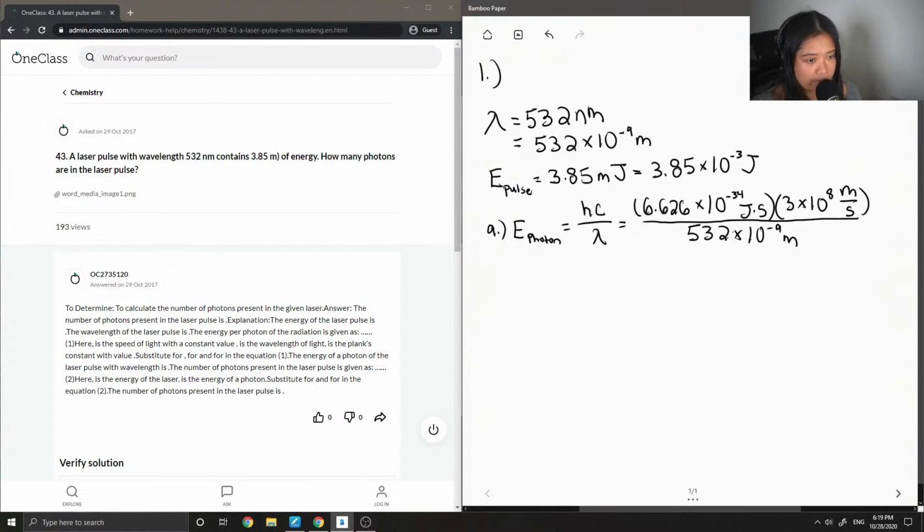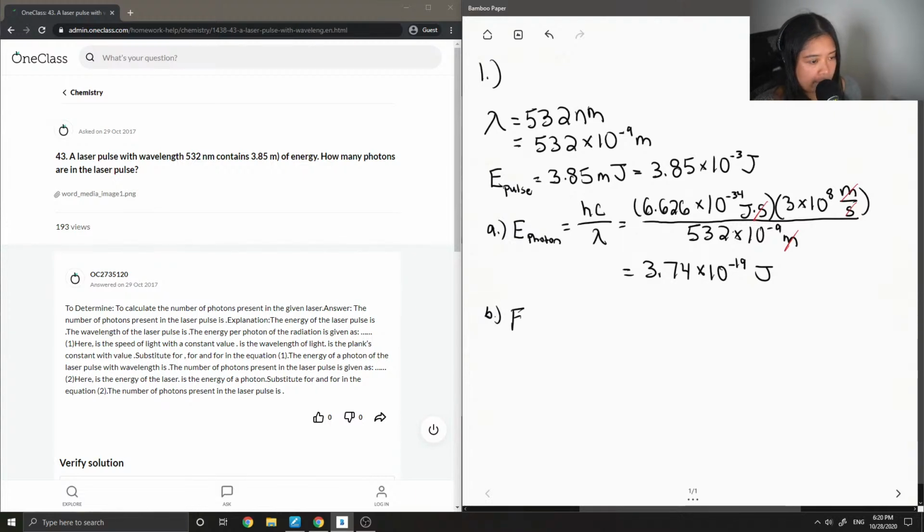Now, if we solve for this, you'll notice that the units cancel out pretty well. The seconds cancel out here, meters cancel out as well, and then we're left with an energy value of 3.74 times 10 to the negative 19, and this is in joules. Okay, so that's the first part of the question.